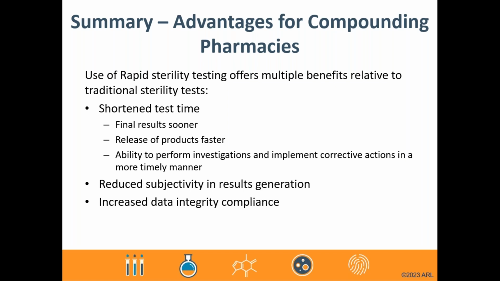Rapid sterility testing offers multiple advantages compared to traditional sterility testing. Most notable are those shortened test times. These create benefits across an entire production process, including the release of products faster. With a faster test time also comes the ability to perform investigations and implement corrective actions in a much more timely manner. Additionally, reduced subjectivity in results, as shown in some of the examples mentioned earlier, as well as improvements to data integrity compliance, are both benefits associated with moving to a rapid sterility test method.